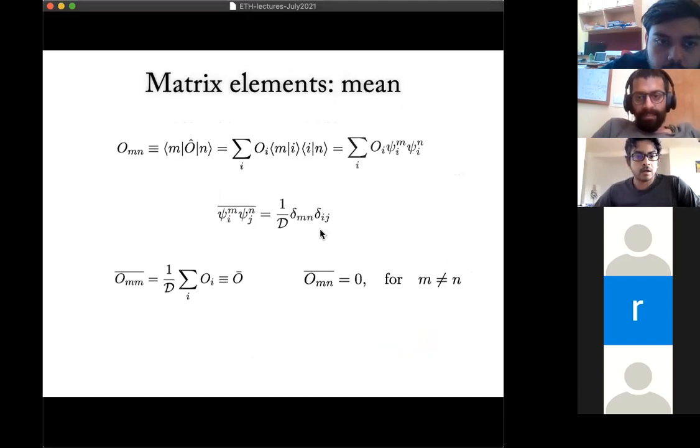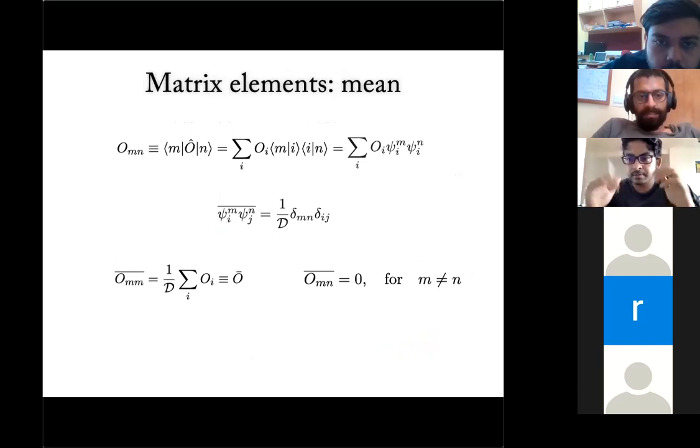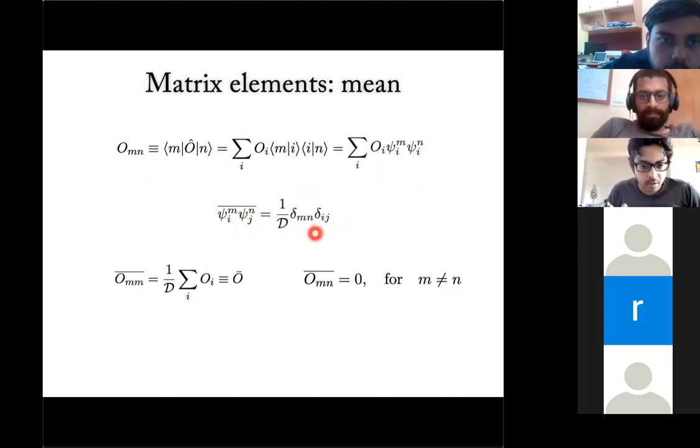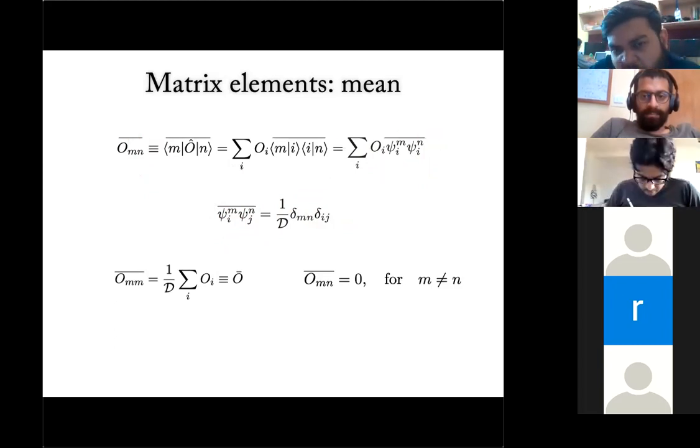Okay, so let's calculate the mean. We are eventually interested in statistics of these observables, so let's first calculate the mean. We saw from the previous slide that the matrix elements are given by this. And Berry's conjecture told us that these components of the eigenvectors obey this average. So you can simply take the average, which is just putting bars in this equation, and use this equation, and this is what you get, which is the sum of the eigenvalues of the operator.